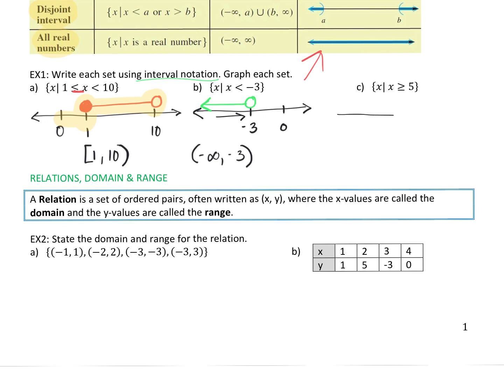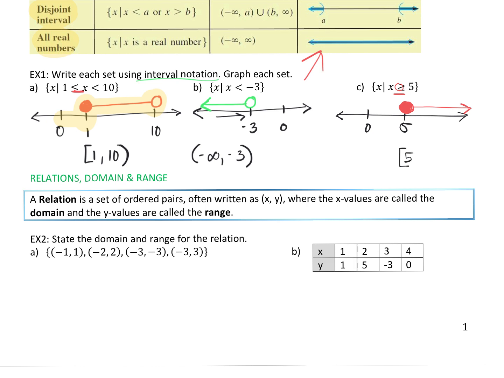All x such that x is greater than or equal to 5. Okay, again, my 5 is above 0, and all my x values are greater than or equal to. So we know they're all on this side of 5, but we can also include 5. So I'll fill in the 5 bubble. Oop, that's getting a little big and ugly now. Alrighty, there we go.